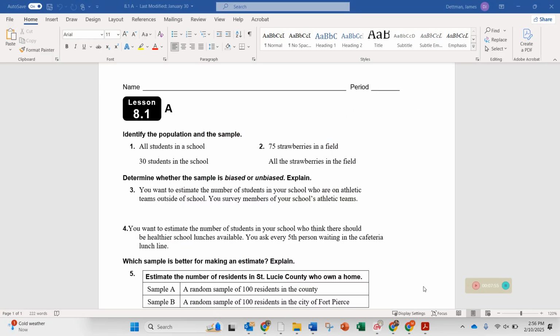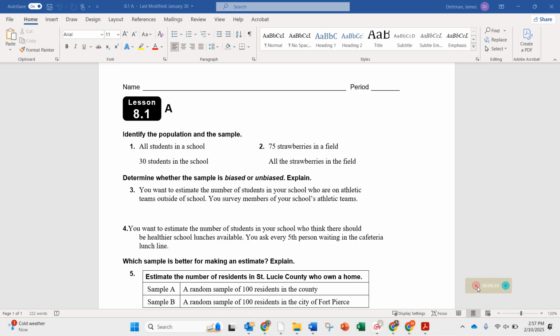All right, so as you're doing the 8.1a, it's more or less what we just did. You're going to identify the population, right? Is it biased or unbiased, right there? Numbers 1 and 2. Then you get to number 3. Determine whether it's unbiased. Looks like you're doing that in the same. Well, hold on. In number 1, yeah. So you're just going to identify it.